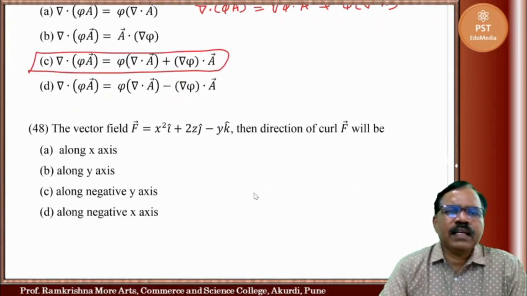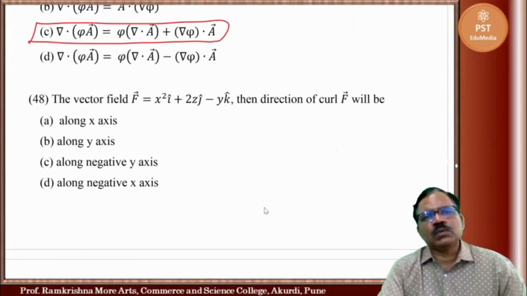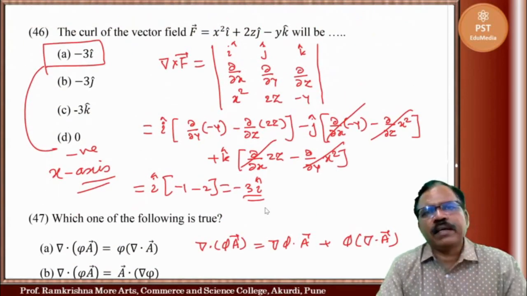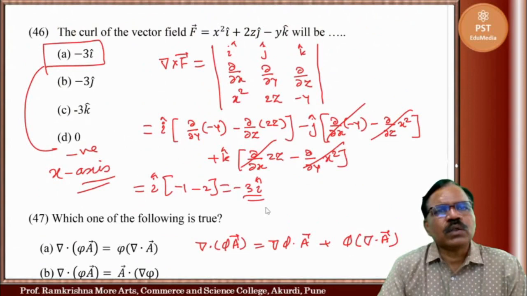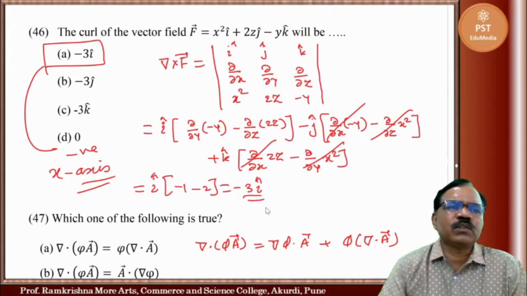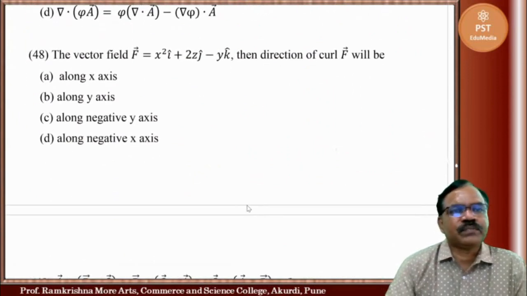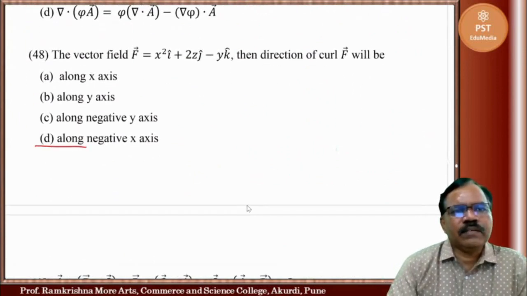The vector field f is equal to x square i plus 2z j minus y k, then the direction of curl of f will be. We have just seen the same example here. So del cross f comes out to be minus 3i. So it is along negative x-axis.